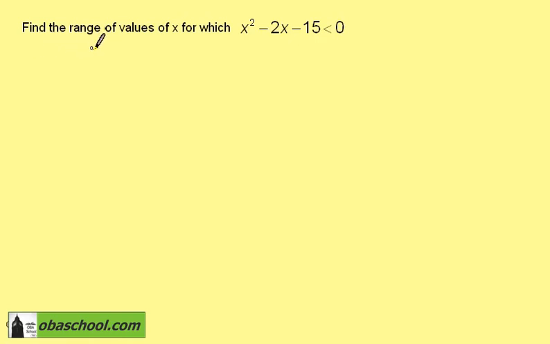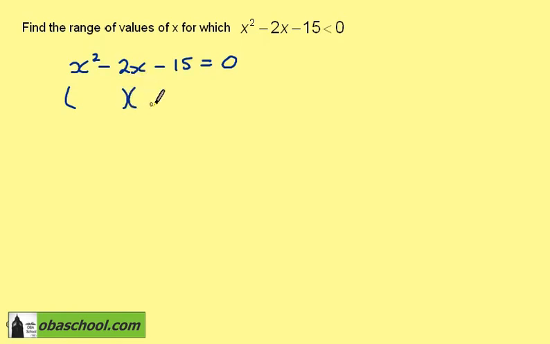We want to find the range of values of x for which x squared minus 2x minus 15 is less than 0. Begin with the corresponding quadratic equation. x squared minus 2x minus 15 is equal to 0. We can solve this by factorizing.